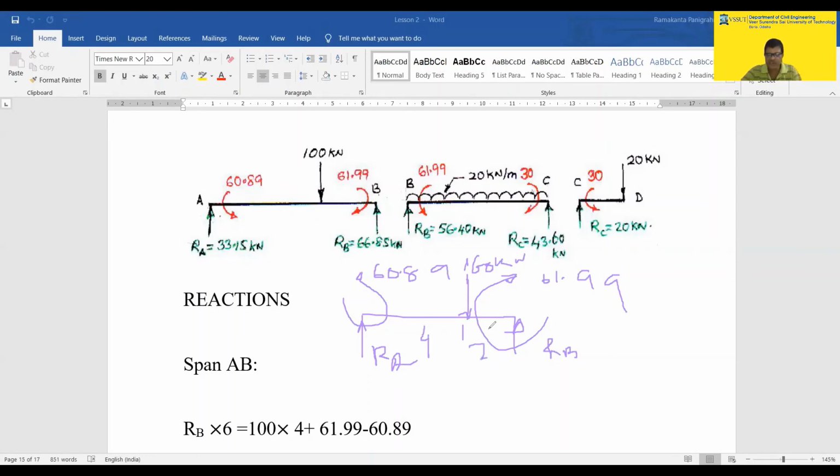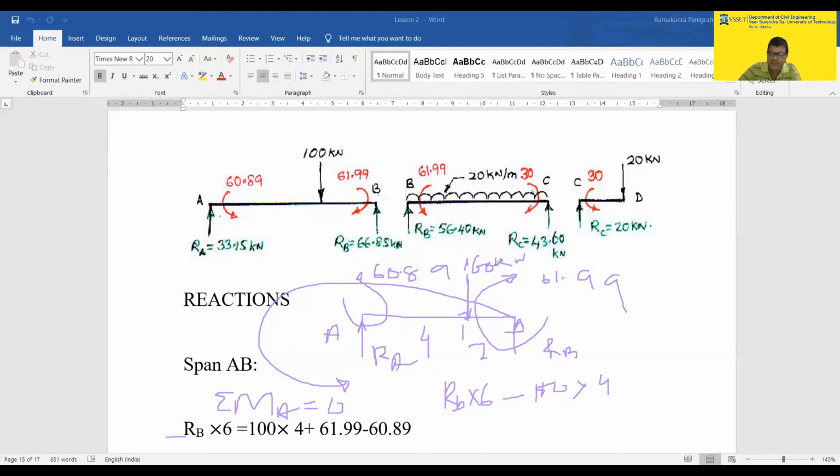Now what is being done? You take the moment at A equal to 0. You take moments for span AB, sigma MA equal to 0. What will you take? RB into 6. You see, RB into 6 will give the moment in anti-clockwise direction. So RB into 6, anti-clockwise, is equal to 100 into 4, which is clockwise. Anti-clockwise moment is equal to clockwise moment. Or you can write RB into 6 anti-clockwise minus 100 into 4 as clockwise.